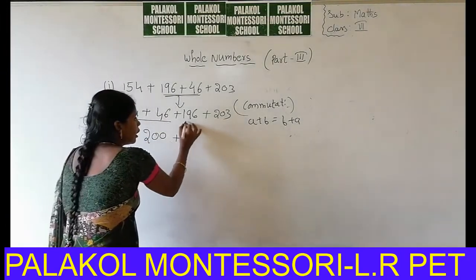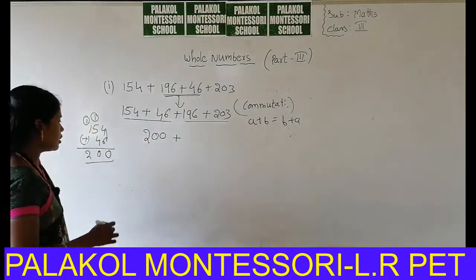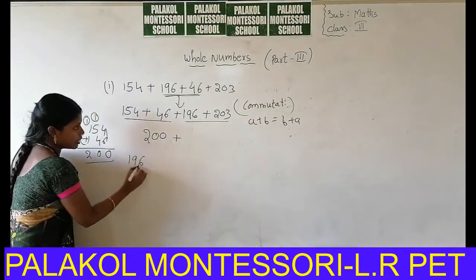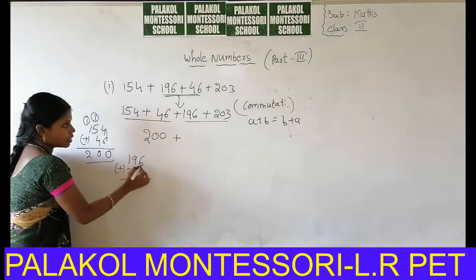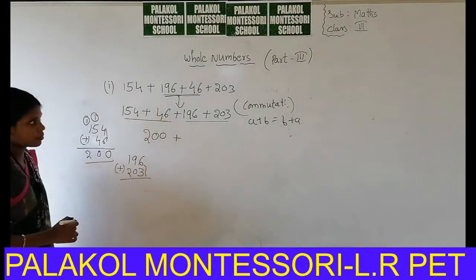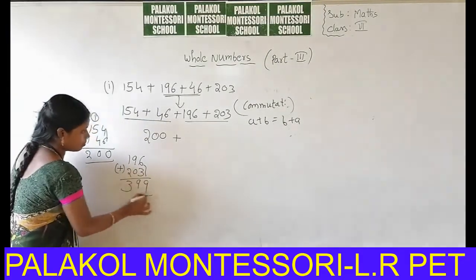Next we can add these two numbers, 196 plus 203. What is the answer? 6 plus 3, 9. 9. 3.